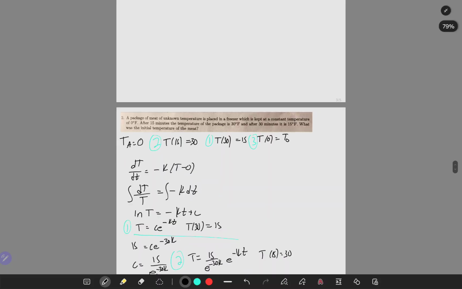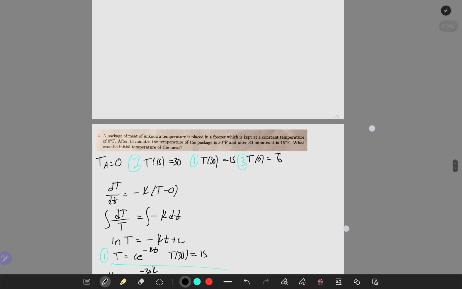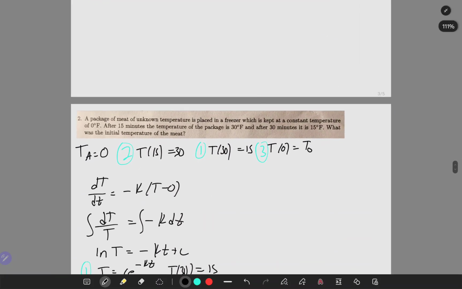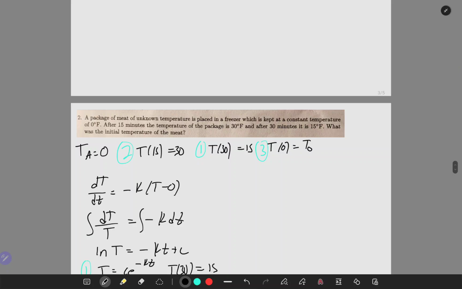So let's do a little recap here. They wanted us to find the initial temperature of the meat because it wasn't given to us. So you can see, at 15 minutes we know the temperature, at 30 minutes we need the temperature. We can actually use Newton's law of cooling to go back and find the initial temperature, which is really cool. I think it's really cool that even if we don't have the data for it, we can still figure it out with Newton's law of cooling.